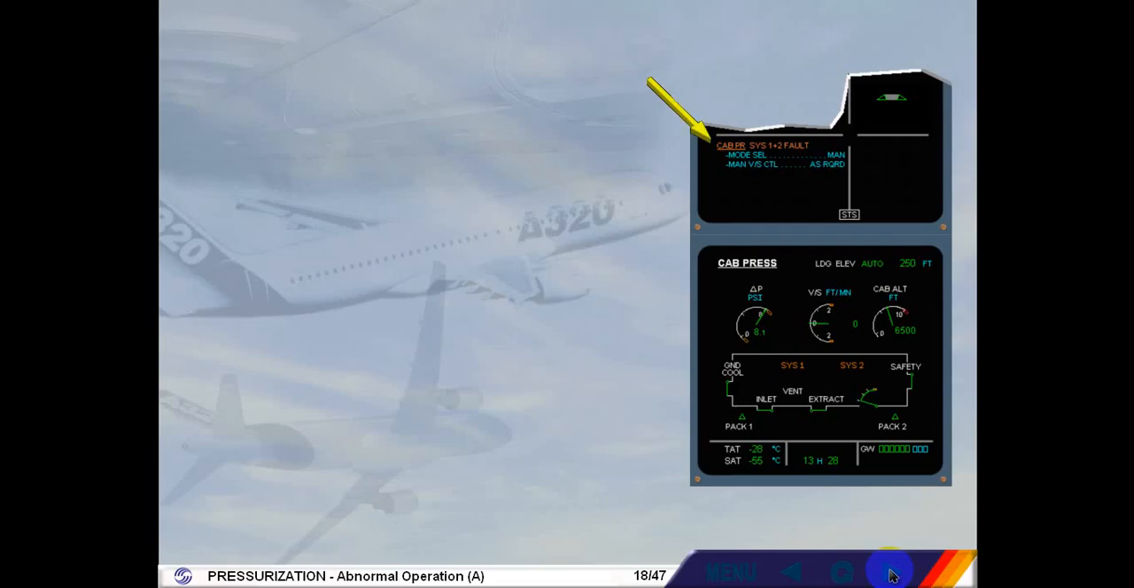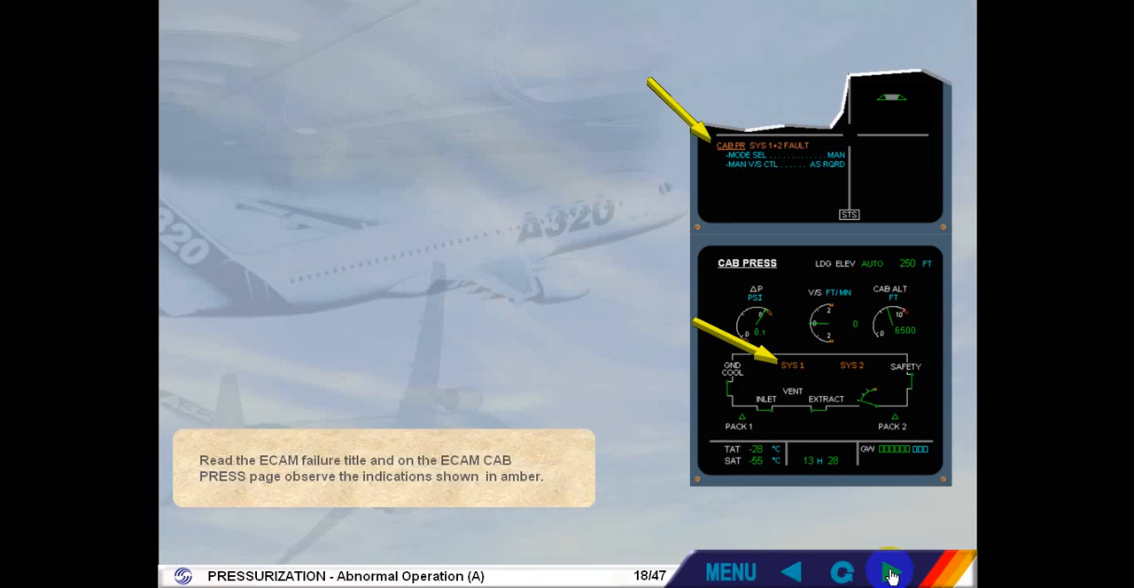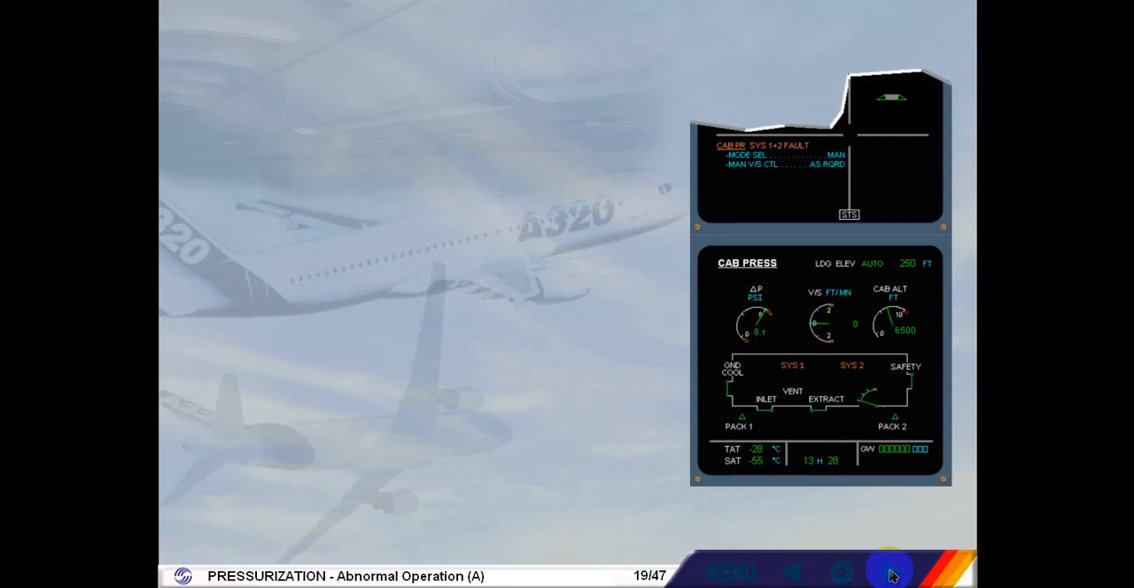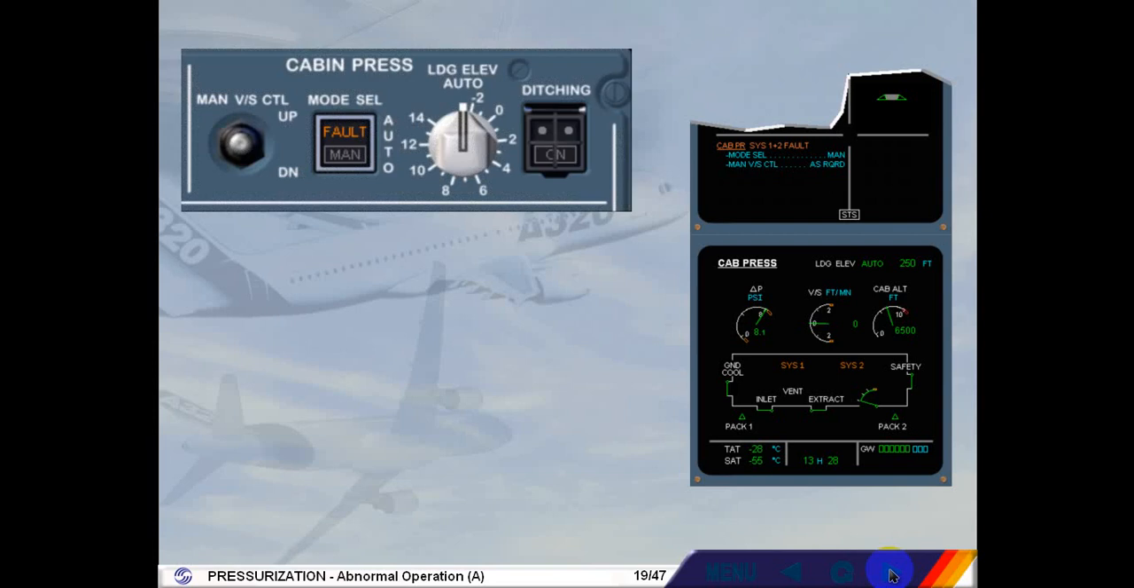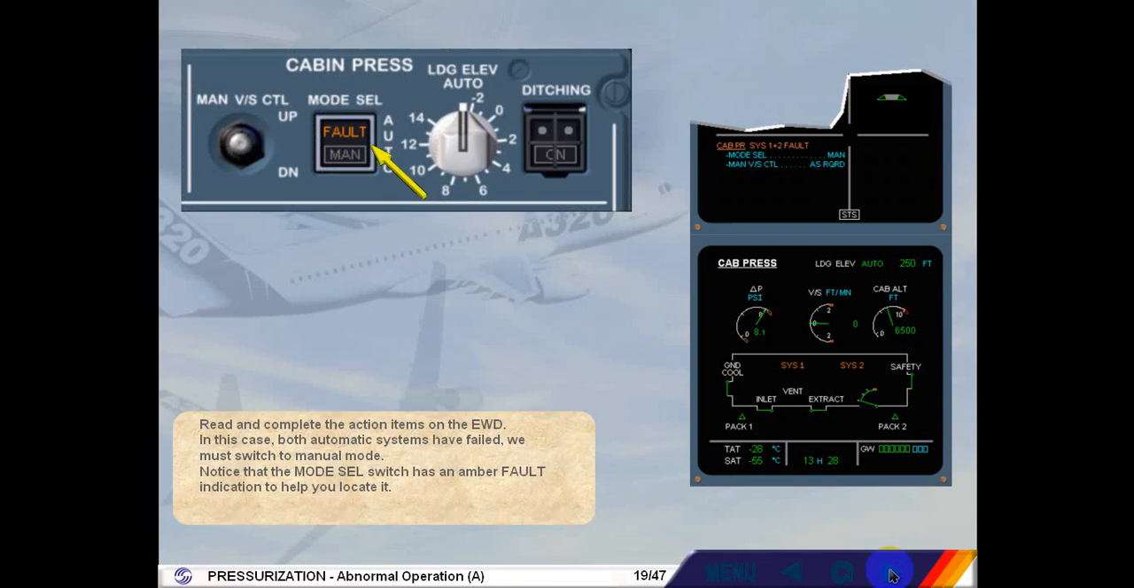Read the ECAM failure title and on the ECAM cabin pressure page observe the indications shown in amber. Read and complete the action items on the engine warning display. In this case, both automatic systems have failed. We must switch to manual mode. Notice that the mode selector switch has an amber fault indication to help you locate it. Switch to manual mode.